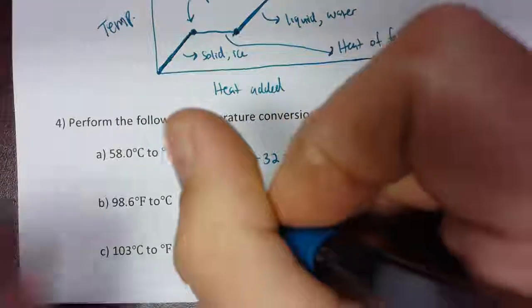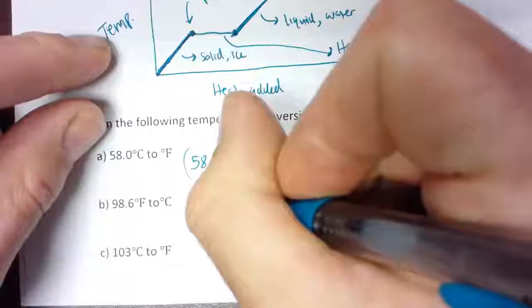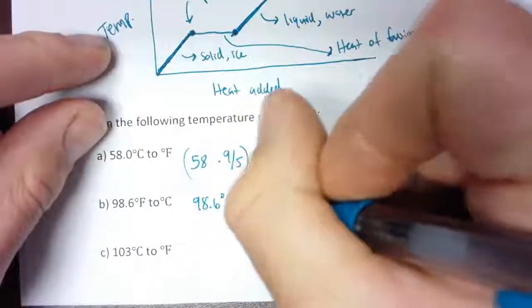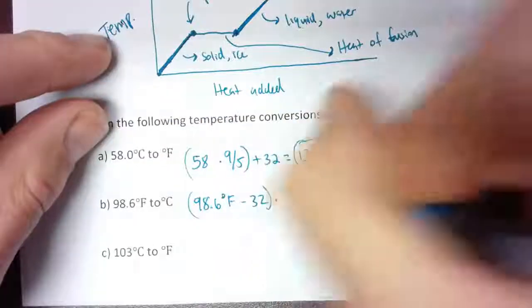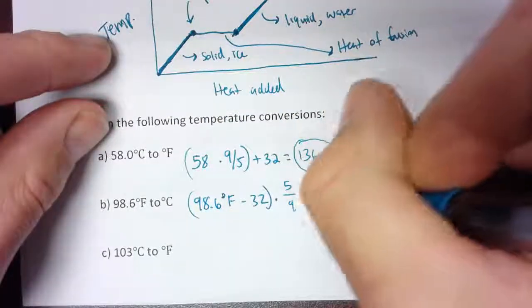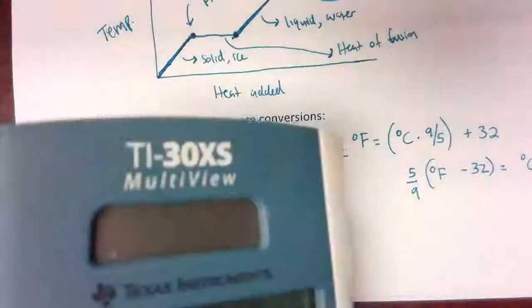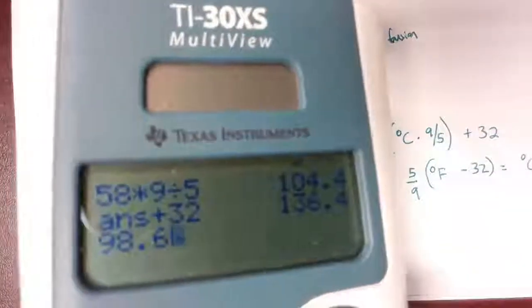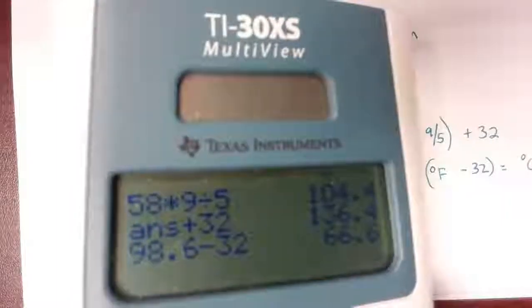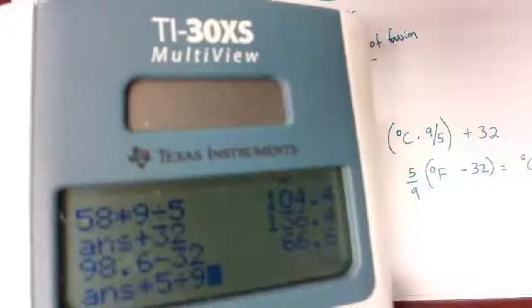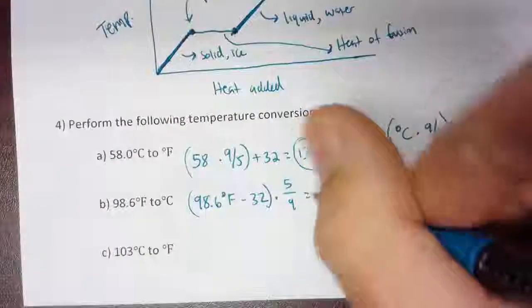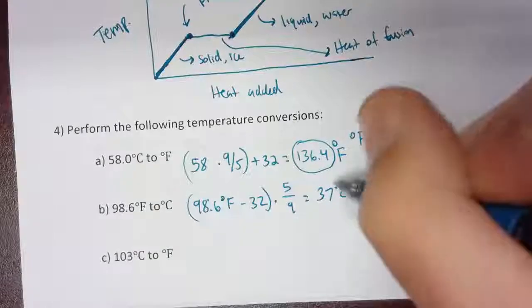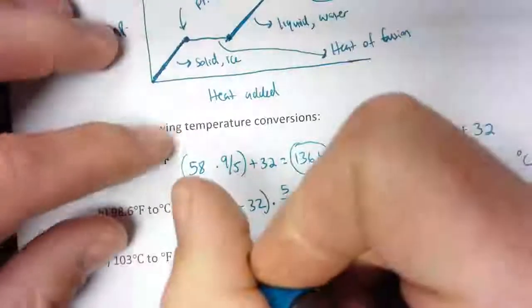Now we're going the other way with this one, 98.6 degrees F minus 32 times 5/9. Again, I'm going to show you how I'd input that. So 98.6 minus 32, and then multiply by 5 divided by 9, and end up with 37. And that's degrees C.